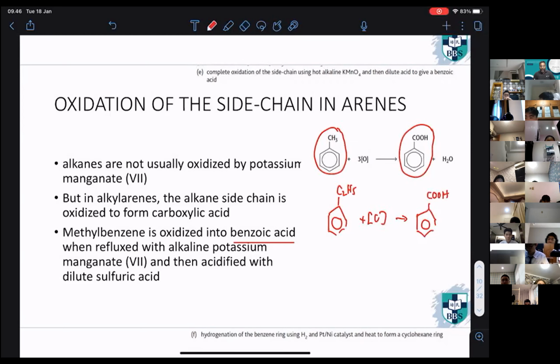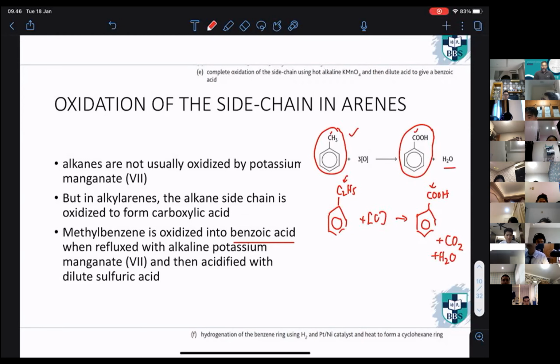Sometimes you'll be wondering, here I have 2 carbons, why is there only 1 carbon here? The other carbon may be converted into carbon dioxide, so the products will be carbon dioxide and water. But if it is methyl benzene, there is 1 carbon, so no carbon dioxide.